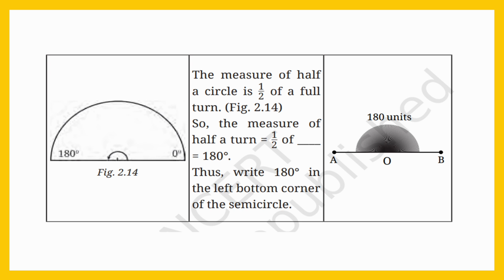The measure of half a circle is half of a full turn. What is full turn? Full turn is 360 degree. So half of a full turn is how much? 180 degree. So the measure of half of a turn is equal to half of 360 degree, that is 180 degree. Thus write 180 in the left bottom corner of the semicircle. See, left bottom corner you write 180 degree and the right bottom corner you write 0 degree. See, now we have 180 units of 1 degree angle here.